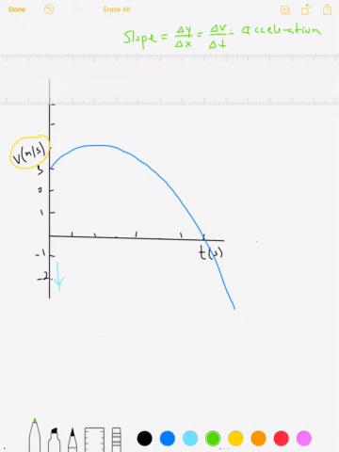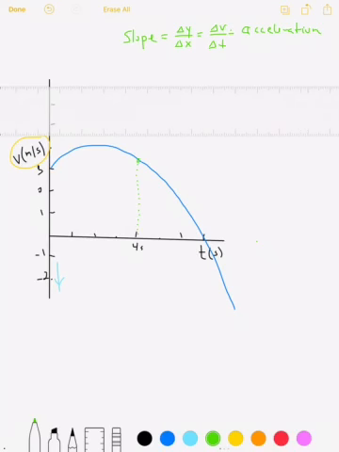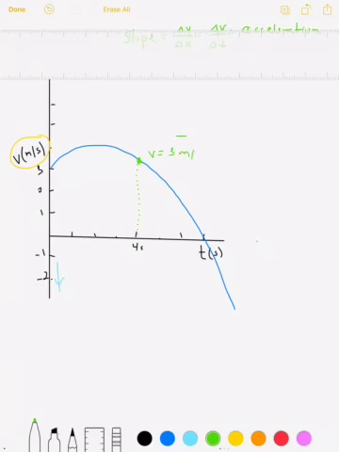So let's look at a specific point in time on this graph. Let's look at time equals about 4 seconds. About here. And at this point, the velocity is about 3 meters per second. So velocity is about 3 meters per second at 4 seconds.